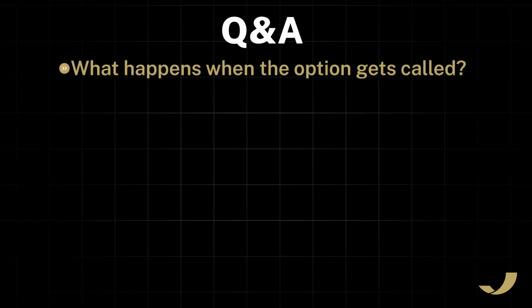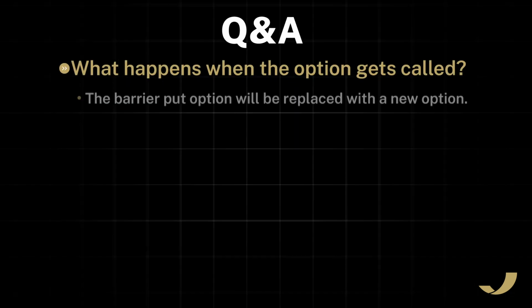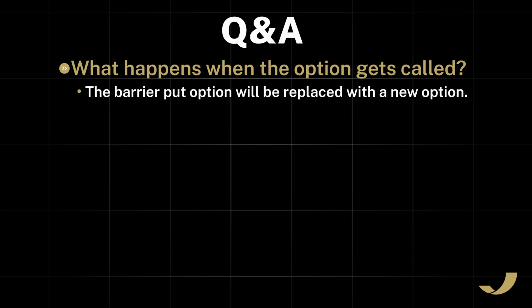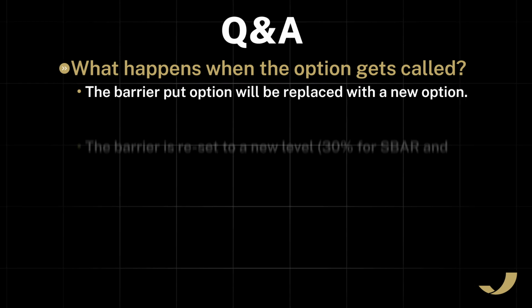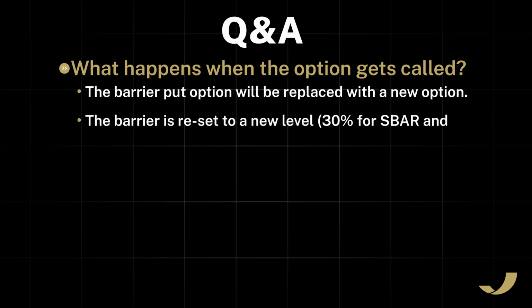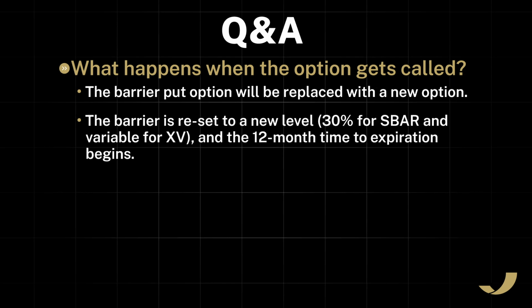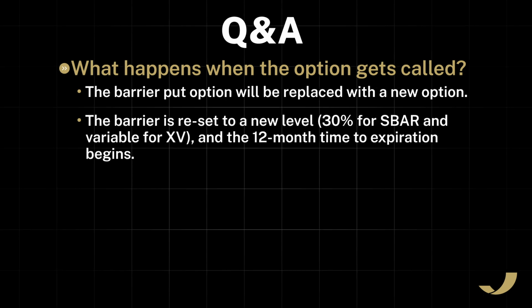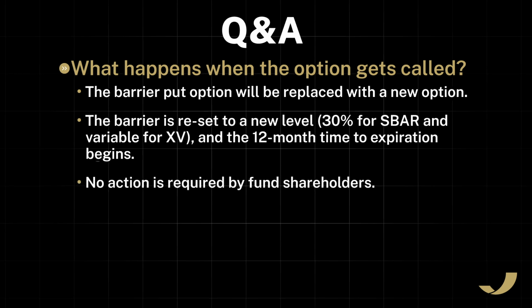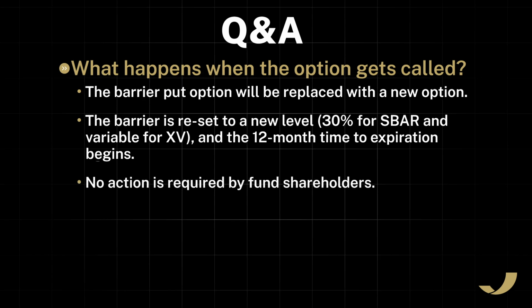What happens when the option gets called? The barrier put option will be replaced with a new option. The barrier is reset to a new level, 30% for SBAR and variable for XV, and the 12-month time to expiration begins. No action is required by fund shareholders.